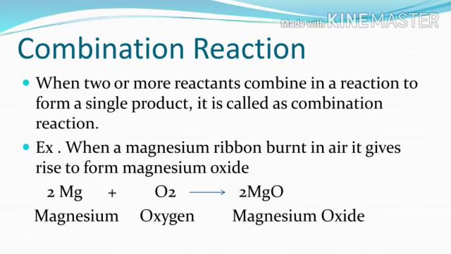First, combination reaction. Combination reaction is defined as when two or more reactants combine in a reaction to form a single product. It is called as combination reaction. For example, when a magnesium ribbon burns in air, it gives rise to magnesium oxide. Here the equation is written as 2Mg + O2 gives 2MgO. Here magnesium and oxygen are the two reactants and they give rise to formation of a single product, magnesium oxide.